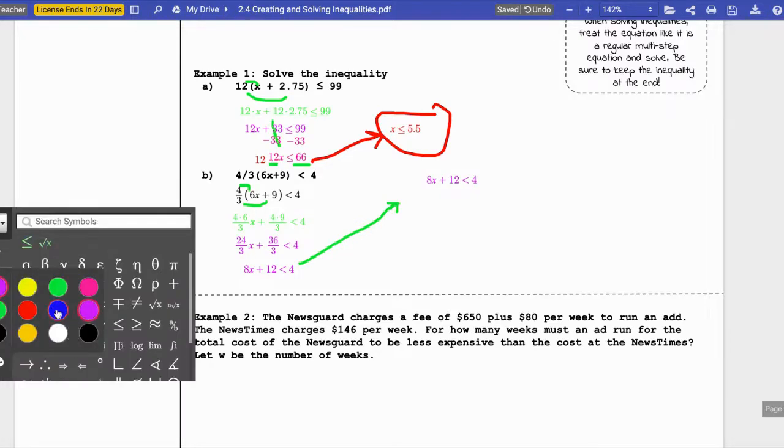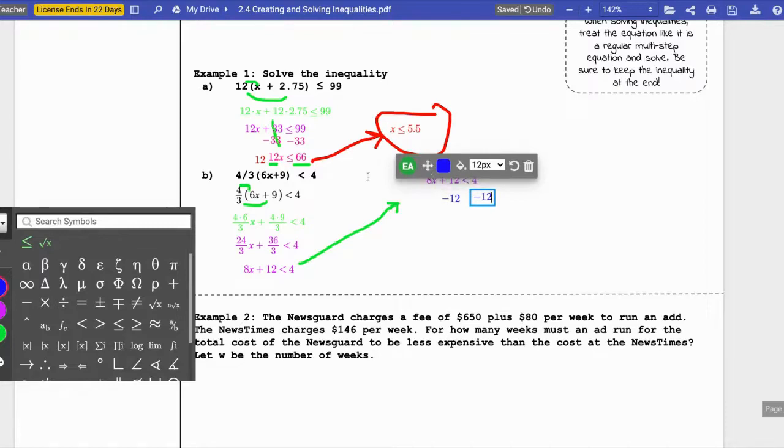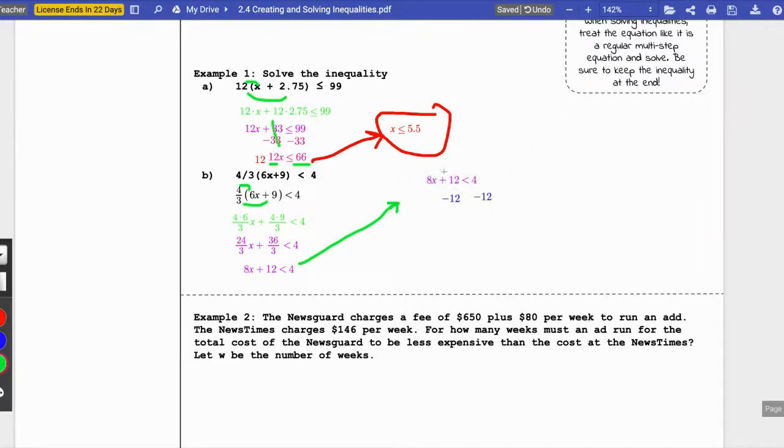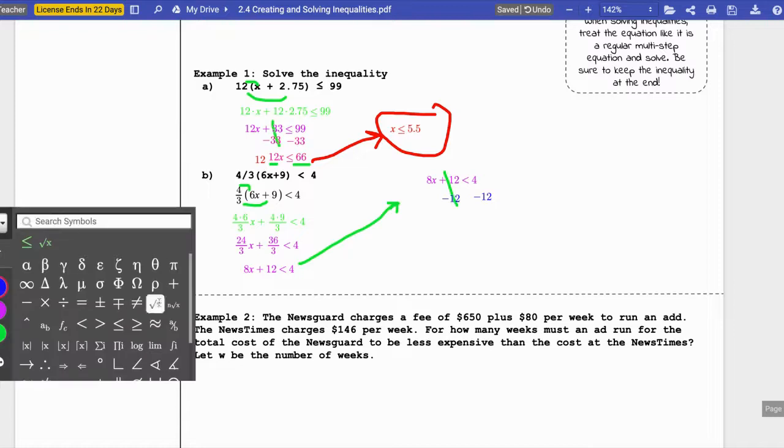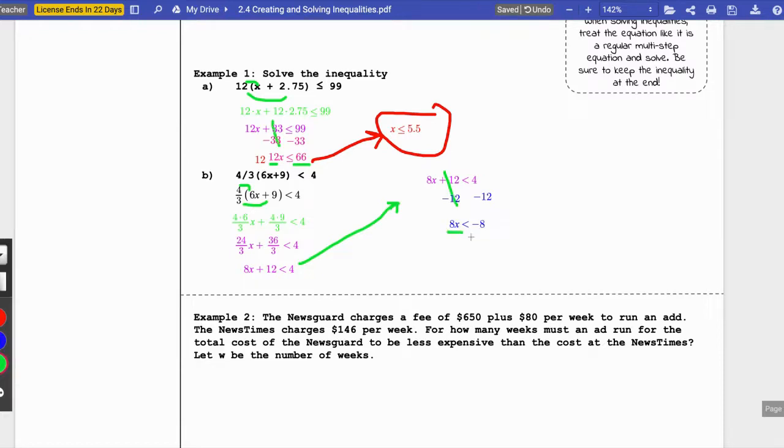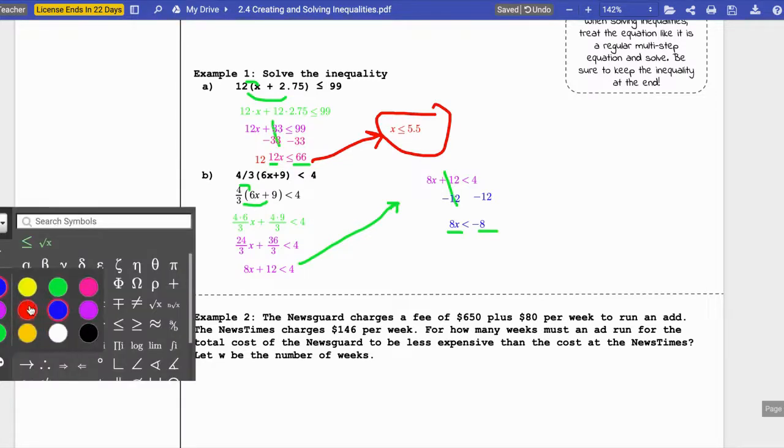The first step obviously would be to subtract. So I'm going to subtract 12 from both sides. Subtract 12. Subtract 12. All right, when I do that, the 12s are going to cancel. And I'm going to have 8x is less than 4 minus 12, which is negative 8. Now I'm going to divide by 8. Divide by 8. Divide by 8.